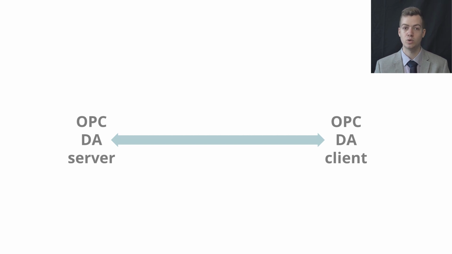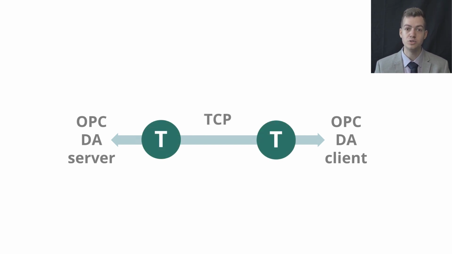OPC-DA is an industrial protocol built on Windows COM technology. Unfortunately, COM networking, or DCOM, is difficult to configure and not very secure. To solve this, tunnel mirror software is used to send OPC-DA across the network via TCP.